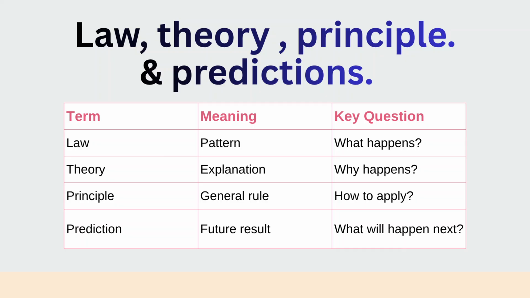A law describes a pattern in nature. It tells us what happens. A theory explains the reason behind it, why it happens. A principle is a general rule that helps us apply scientific ideas, and a prediction tells us what is likely to happen next based on evidence and understanding. Together, laws, theories, principles, and predictions form the foundation of science.